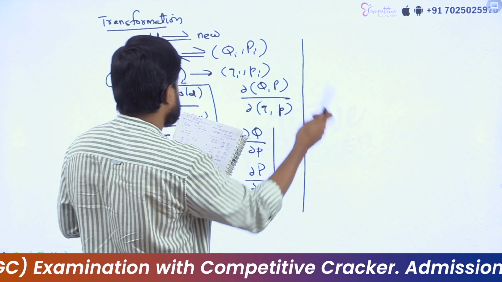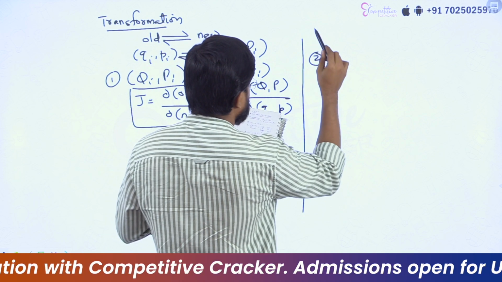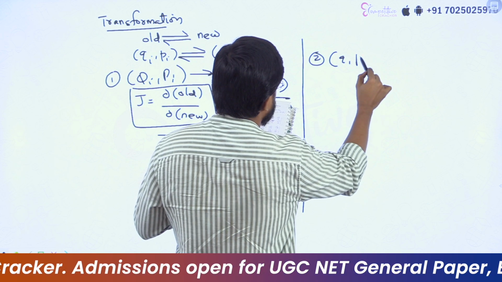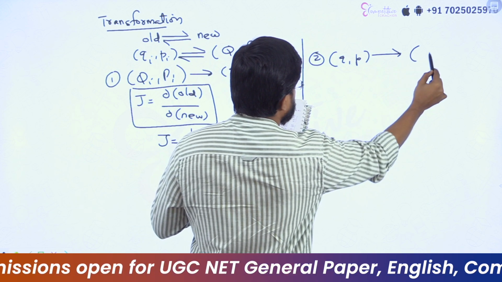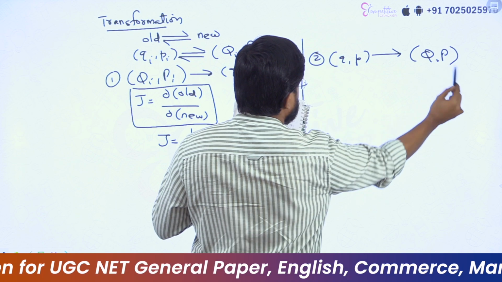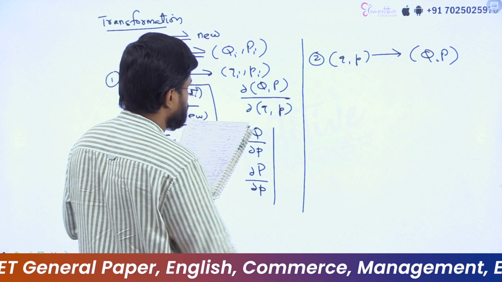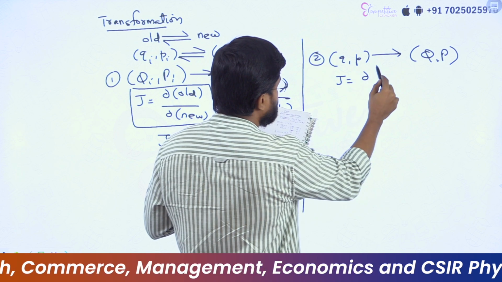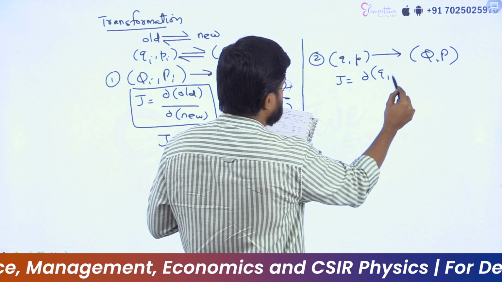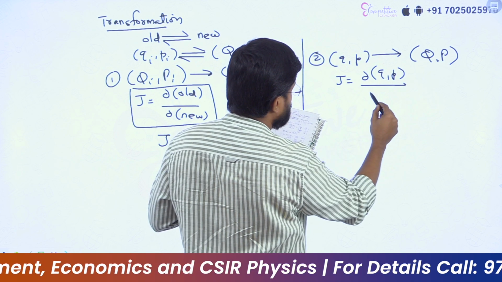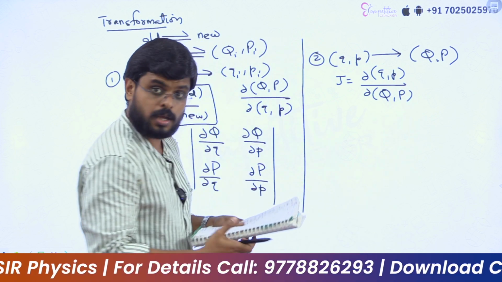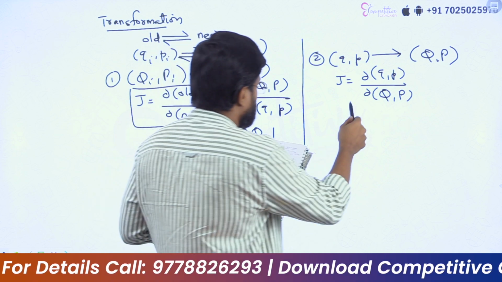And if you think of the other condition, that is, small q, small p is transformed to capital Q, capital P. The Jacobian is determined as dou old, dou old. What is old here? Small q, small p divided by dou new. It is dou capital Q, capital P. Clear? So what is the Jacobian here?